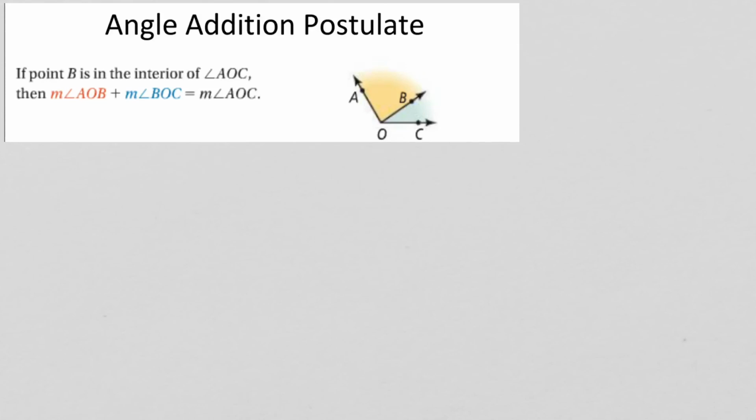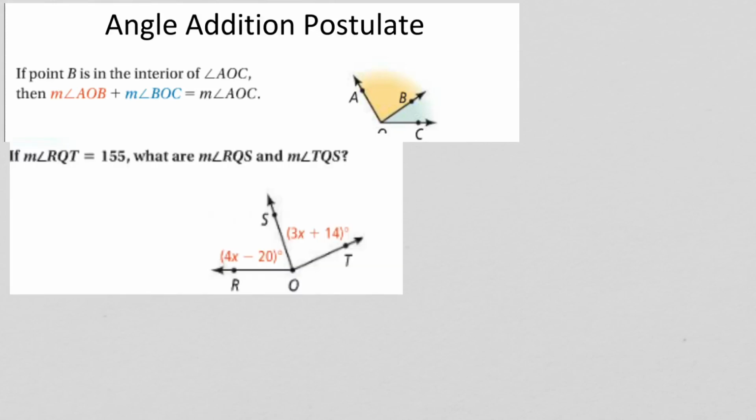Okay, last thing for today is the angle addition postulate. So here we have 2 angles that are next to each other. See how they are sharing ray OB right here. So the measurement of angle AOB plus the measurement of angle BOC is equal to the measurement of angle AOC. So let's try a problem.